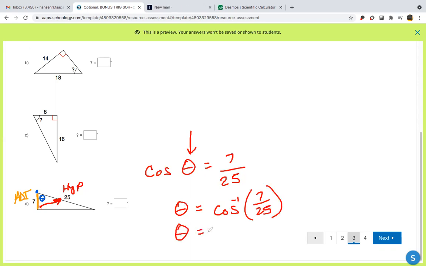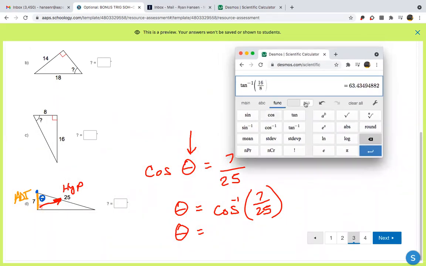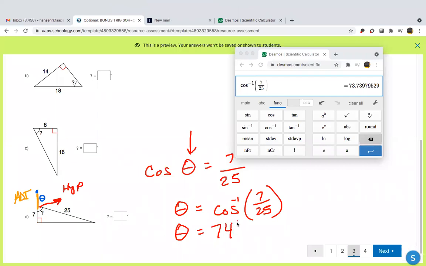Get out your trusty no-fail calculator, and we will do clear, inverse cosine 7/25. Yeehaw, 73.7. But since that 7 is 5 or more, you round up. So that would be 74 degrees. That's a good room temperature. All right, so there are your solutions, my good people, using inverse trigonometry when you need to find an unknown angle.